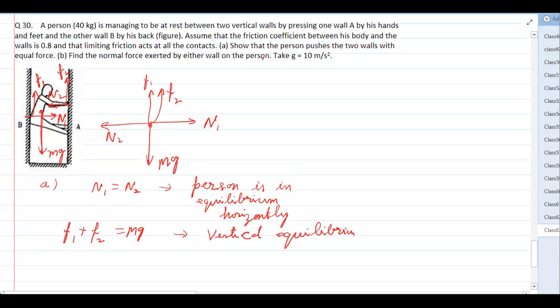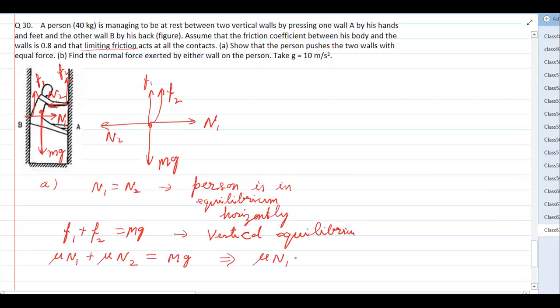Now find the normal force exerted by either wall on the person. So how much will the normal force be? Since the limiting friction acts, we have to consider the limiting friction case, which means we consider the maximum value of friction. So we will write mu times N1 plus mu times N2. N1 and N2 are the same.